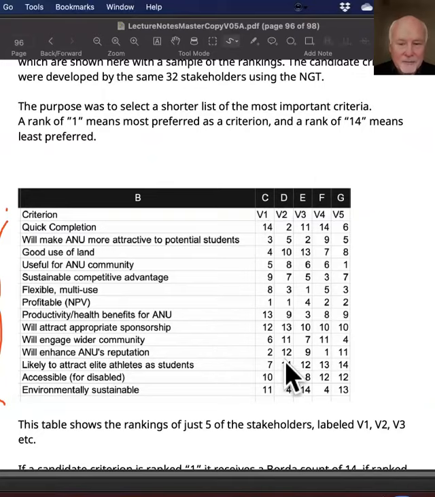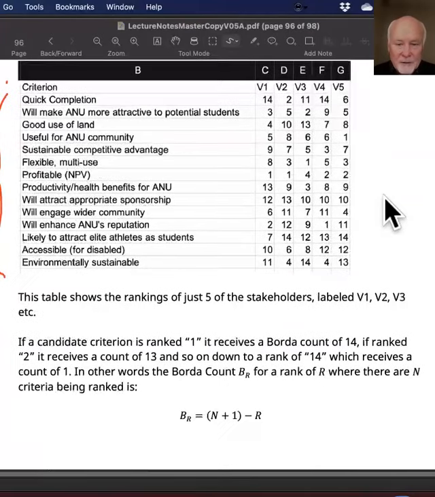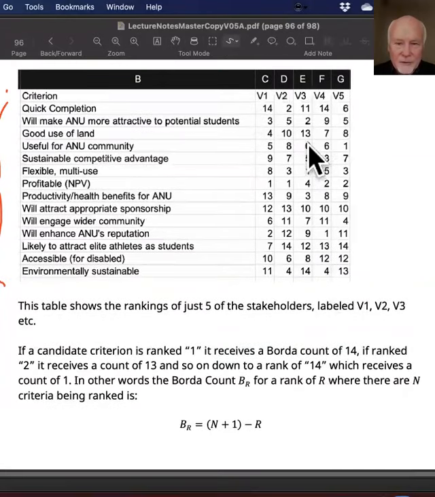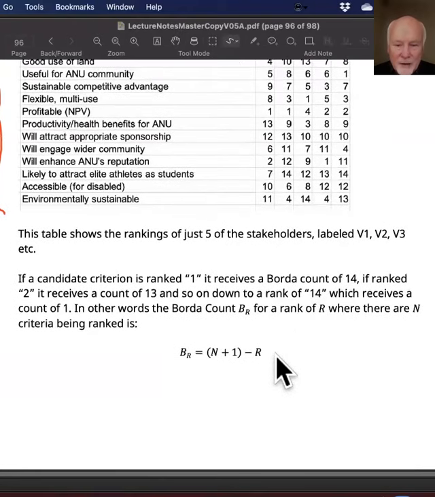Enhancing ANU's reputation. Each of the 32 students did their ranking, and then we just did a simple calculation, and the calculation looks harder than it actually is. All the calculation does is convert the 14 to 1 and the 1 to 14. So it's turning it from a ranking into a score. The highest ranked thing, profitable for the first student, would get a score of 14, and the lowest ranked, quick completion, would get a score of 1. You do that by subtracting the ranking from the number of things you're ranking plus 1.